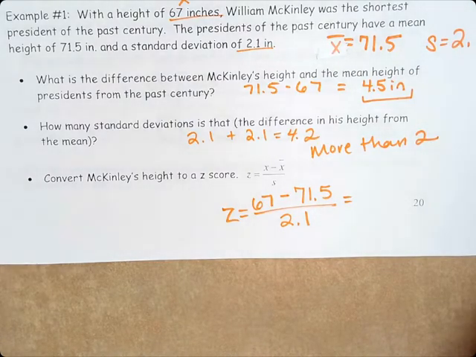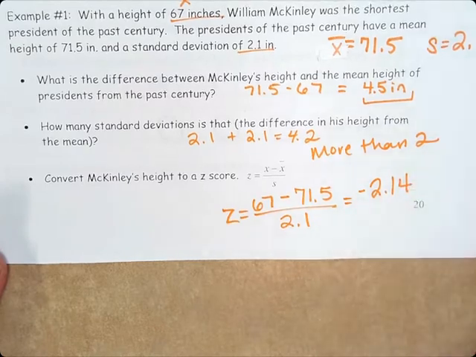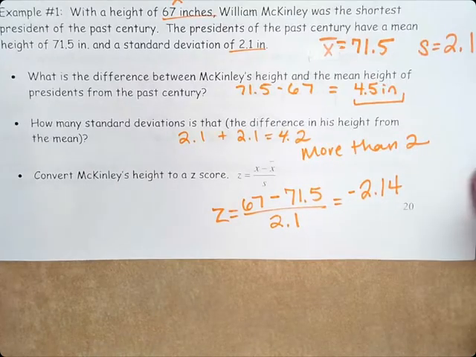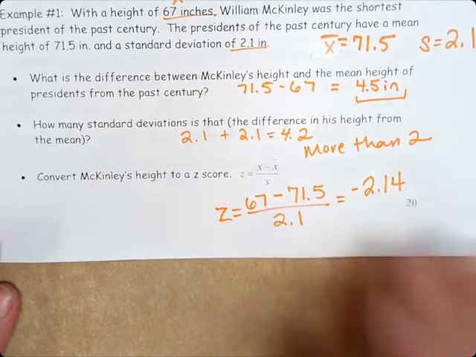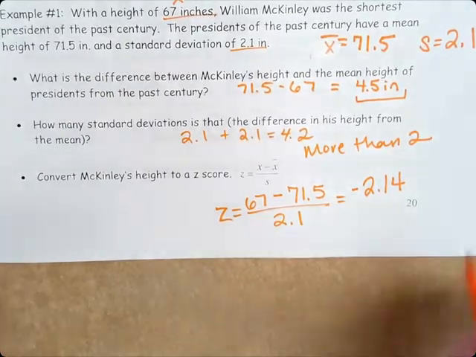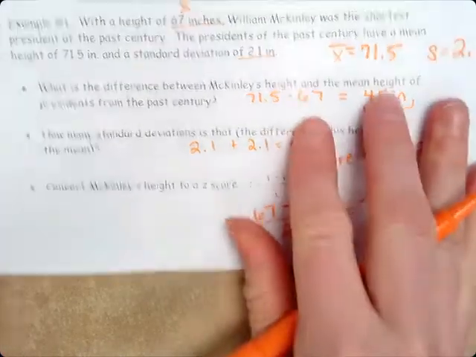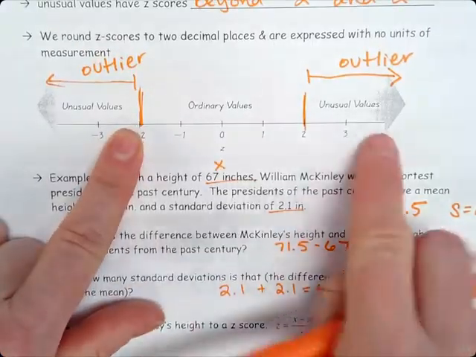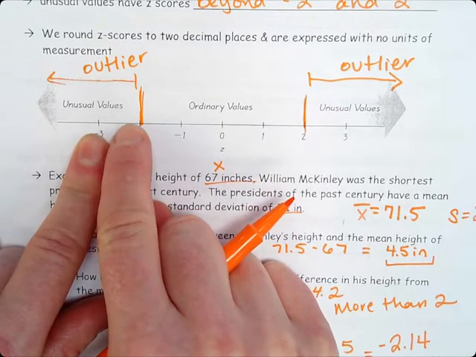Okay, so it comes out to negative 2.14 when we round it. Do y'all agree? Okay. So that means it is below the mean by negative 2.14 standard deviations. So on here, it would fall in the unusual values. It would fall over here.